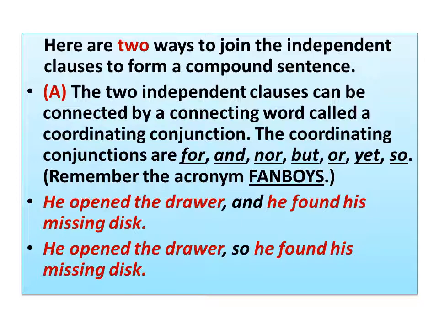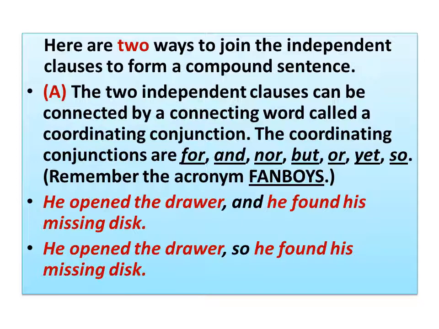أول طريقة the two independent clauses can be connected by a connecting word called a coordinating conjunction. Coordinating conjunctions are for, and, nor, but, or, yet, so. بنسميهم FANBOYS. يبقى أول طريقة علشان to join two independent clauses أو two simple sentences ونخليهم just one sentence إن إحنا نحط كوما وبعديهم واحدة من ال coordinating conjunctions أو ال FANBOYS اللي هم for, and, nor, but, or, yet, so. For example, he opened the drawer, comma, and he found his missing desk.